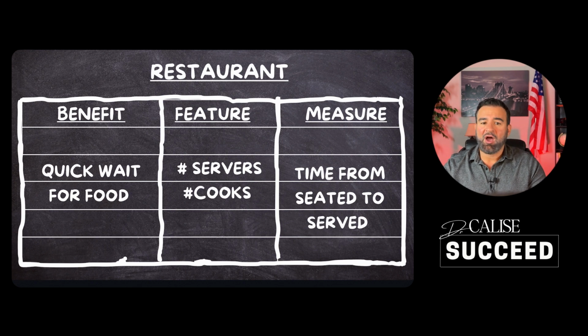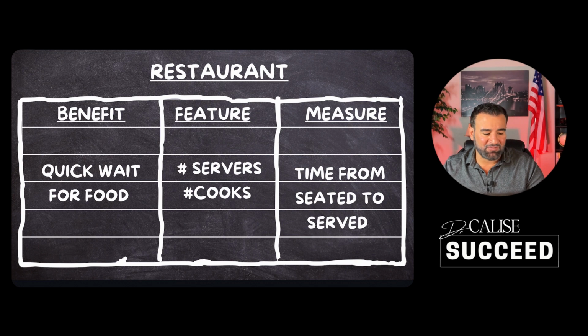So if this is the type of restaurant that you are, and these are the segments that you're serving, what do you need to ensure? You need to ensure that the food is coming out quick. So what features do I need to insert into my restaurant, the technical side of the restaurant? What needs to occur in the restaurant in order for that low wait time for the food to occur?